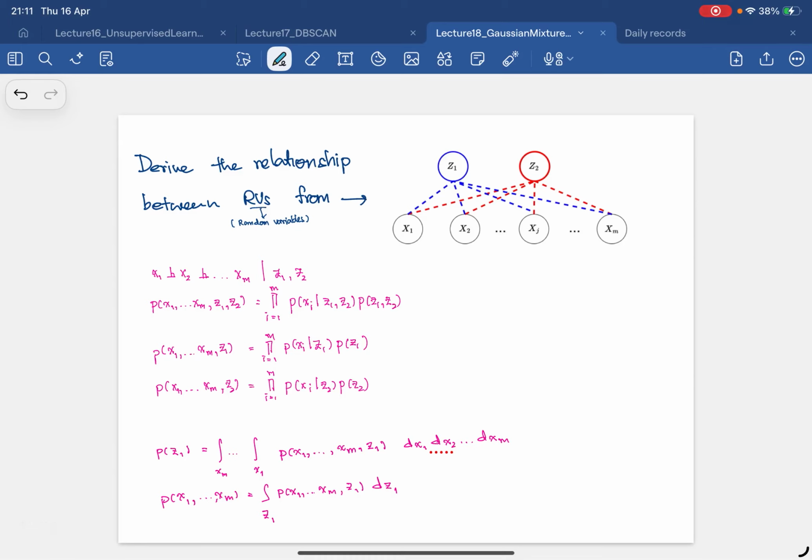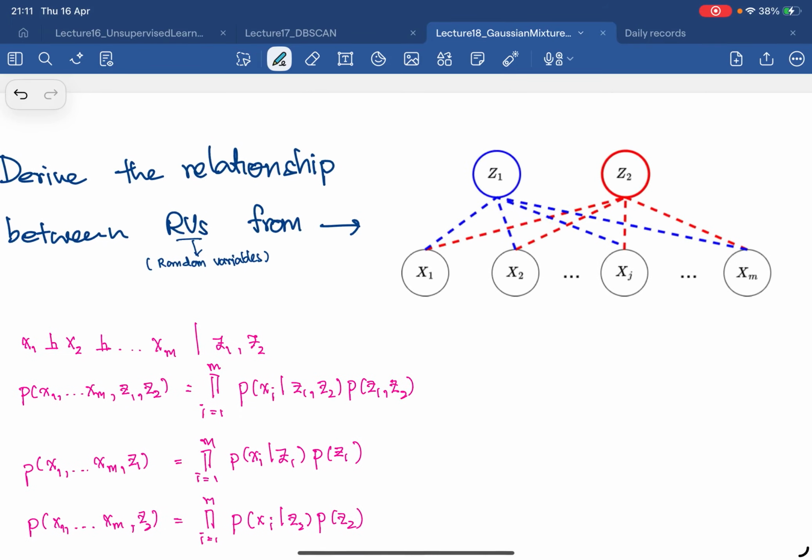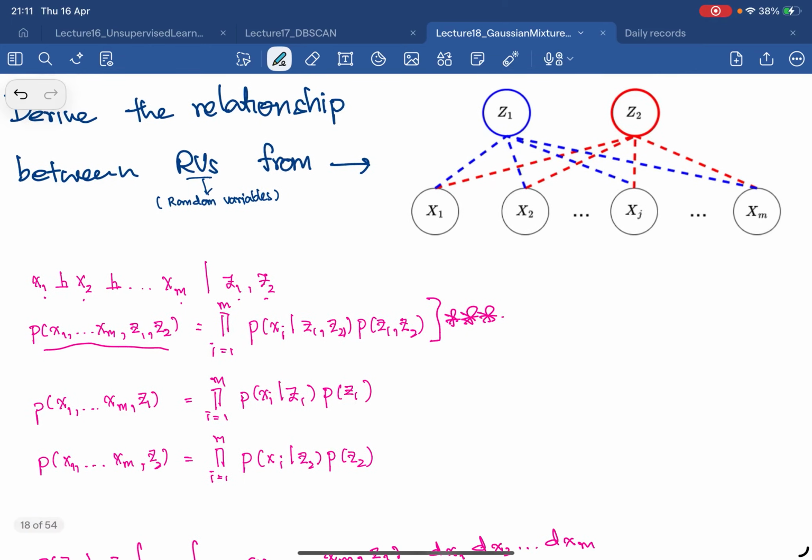So in this slide, I try to derive the relationship between all of that. We know that x1, x2, up until xm will be conditionally independent given Z1 and Z2. So with this largest probability, we can write it as follows. Can you follow? I think you should try to see if you can write it like that. Likewise for the other two probabilities, right?